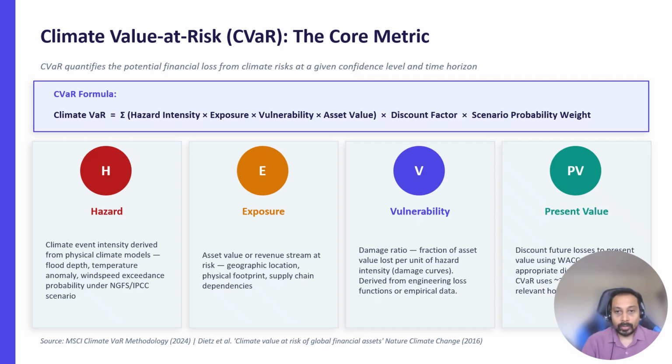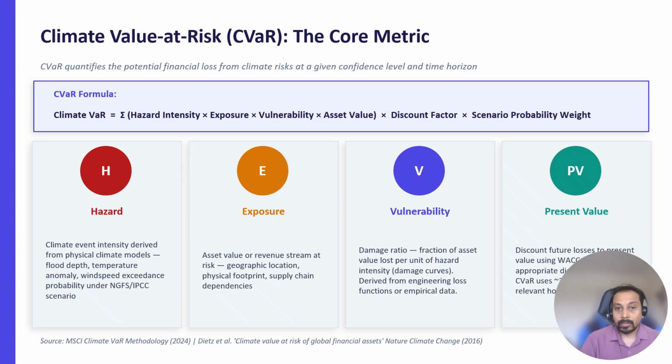Its formula is hazard times exposure times vulnerability, presented as a value to today. So basically it covers hazard, exposure, vulnerability, and the present value to today. Let me walk through each component. First, the hazard. A hazard is the physical climate event: flood depth in meters, for example, is one quantifying metric, as are temperature anomaly against the baseline, wind speed, and drought severity. These hazards are physical climate events, and this is the quantification data we will require to calculate CVaR.